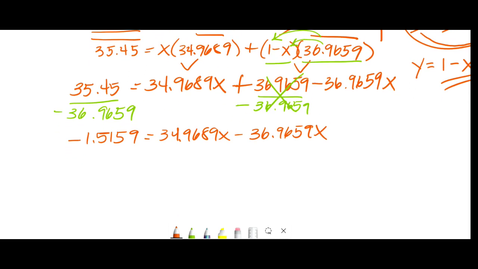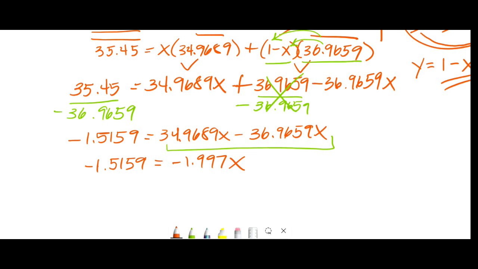Now we're going to try to combine these two numbers with x's, right? So that's the 34.9689x minus 36.9659x. And we're going to rewrite this part because at this step we're not changing that number. And now we're going to go ahead and do this subtraction piece here, and that's going to give us a negative 1.997x. Okay, so now this is looking much simpler, much cleaner. And our last step is to isolate the x, the variable, the thing we don't know. Remember, that's going to be the percent abundance of one of our isotopes once we solve for it.